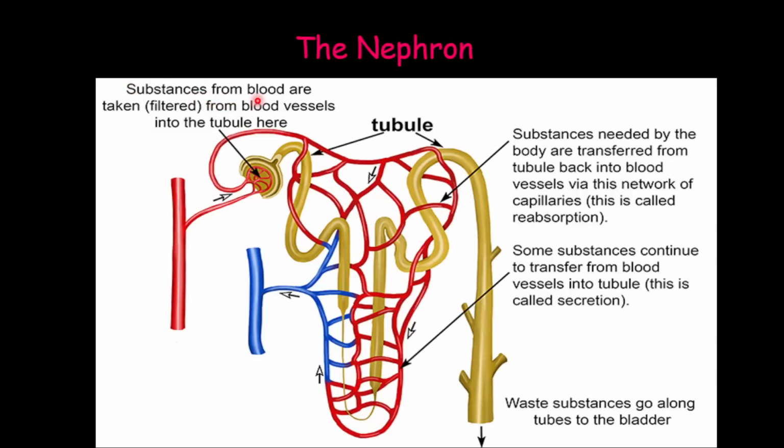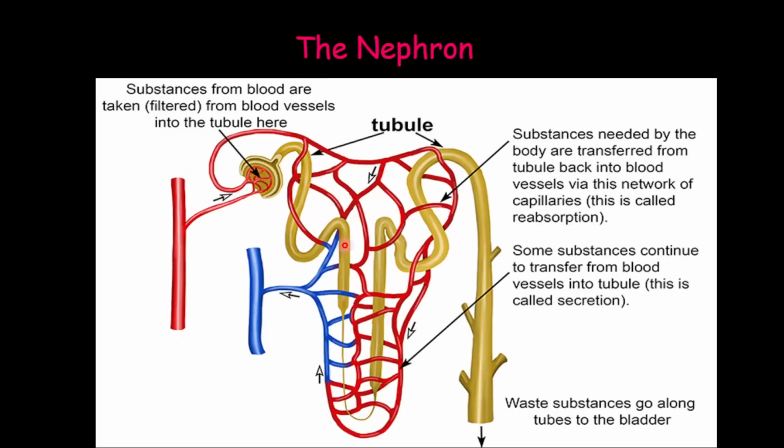And so in the nephron, substances from the blood are filtered into what they call the glomerulus right here. So the glomerulus is where filtration takes place. It's called ultrafiltration, all right, because filtration occurs under high pressure, so it's called ultrafiltration.